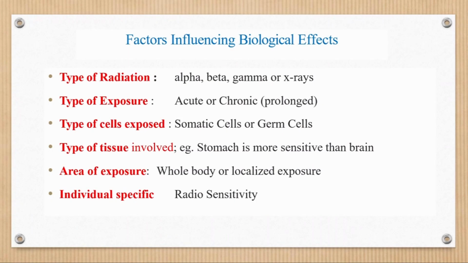Now, factors influencing the biological effects: type of radiation. As I said, low LET radiation and high LET radiation have different biological effects, which we also explained in particle therapy. Types of exposure: acute or chronic. Chronic means prolonged exposure. Acute means immediate exposure, a high amount of exposure. Types of cell exposed: somatic cells or germ cells. Types of tissue involved, like stomach. I said that there are various organs which are radiosensitive, like stomach is more sensitive than brain. Area of exposure: whole body or localized exposure, and individual specific radiosensitivity.